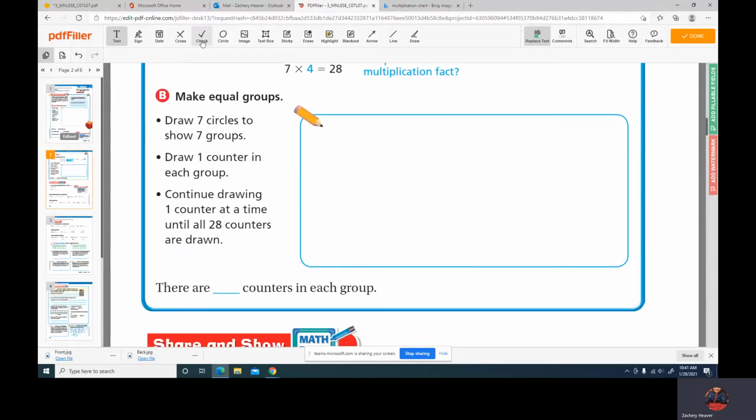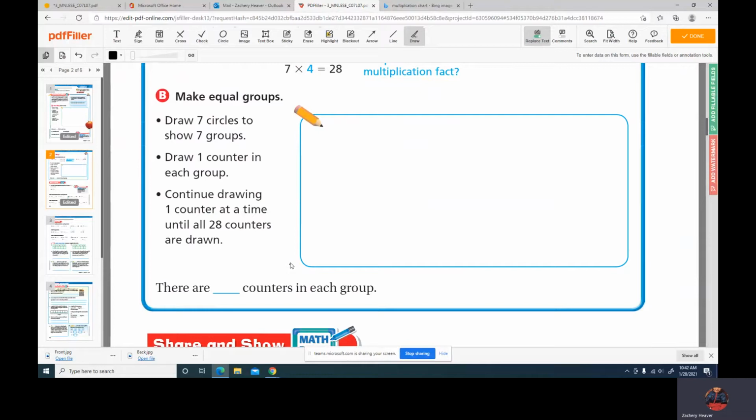But it says draw 7 circles to show 7 groups. So let's see if I can make the circle bigger. I cannot. So let me erase that. Let me see for 1 second. All right, I'm just going to see if I can draw using a mouse because my pen's still not working.